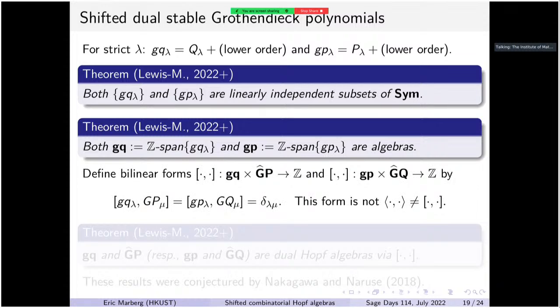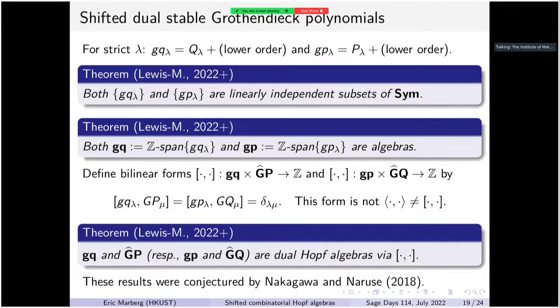And if you define this bilinear form that makes lowercase gq orthonormal to uppercase gp, and lowercase gp orthonormal to uppercase gq, so this is some form. It is not the Hall inner product that makes Schur functions orthonormal. It's some different form. Then these algebras turn out to be dual Hopf algebras via this form. Included in the statement is that if you take the product structure constants for the lowercase functions, they tell you the coproduct structure constants for the uppercase functions and so forth.